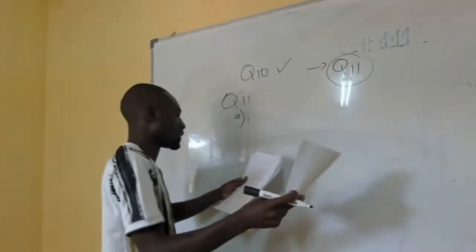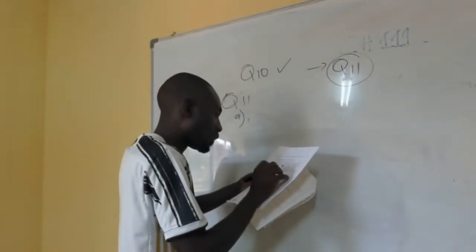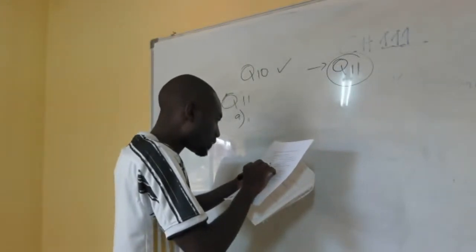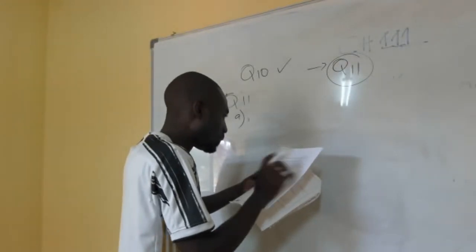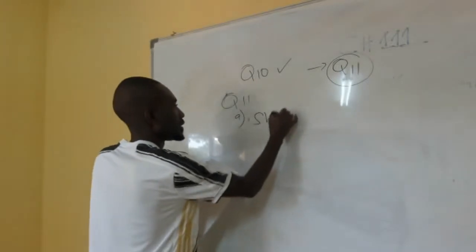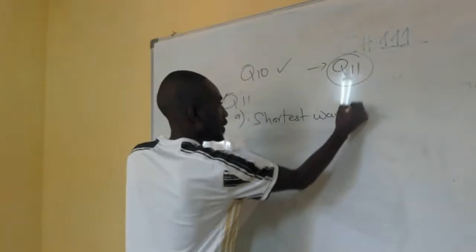In this case, you are going to say the one that has the shortest wavelength. If we look at the one with the smaller number, it is the one with 837.761 nanometer. So you just say the shortest wavelength.